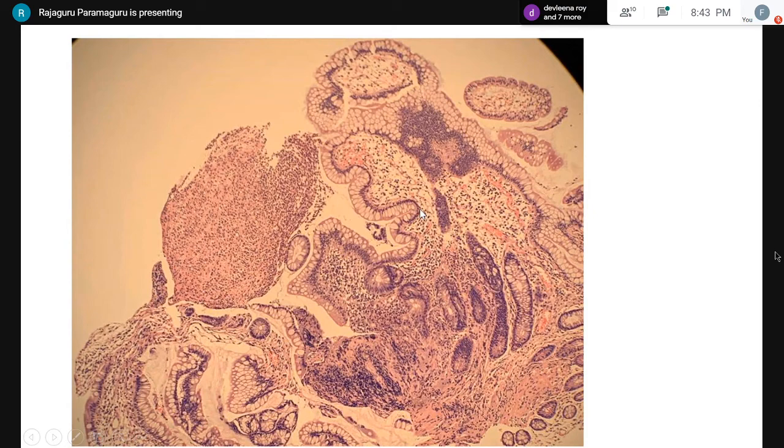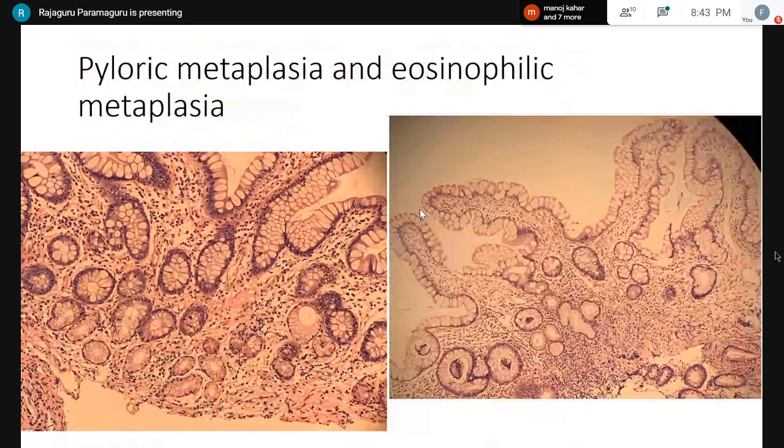And then another important thing is pyloric gland metaplasia, pyloric metaplasia or eosinophilic metaplasia. I don't have the image for eosinophilic metaplasia, but these are the images for pyloric metaplasia where the crypts undergo a morphological change and look like the pyloric glands of the stomach, mucinous glands of the stomach, so they don't have the goblet cell morphology. Another terminology for this is ulcer associated cell lineage.